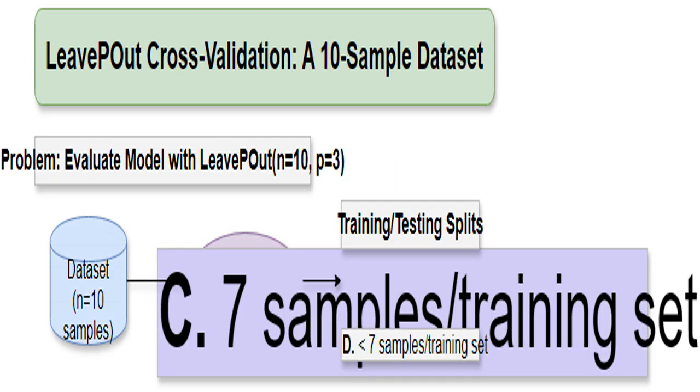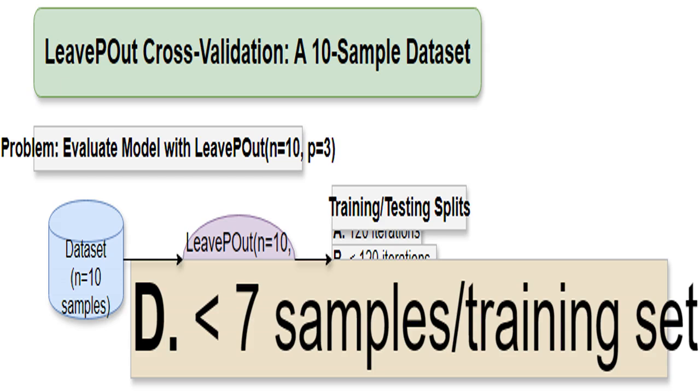If I start with 10 samples and remove 3 for testing, then 10 minus 3 equals 7 samples remain for training in each iteration. Pretty simple, right? The statement that there are fewer than 7 is wrong. Each training set will have 7 samples, as I just explained.